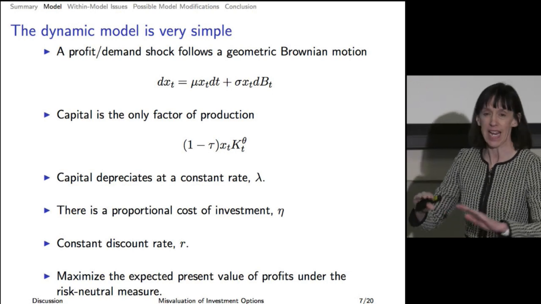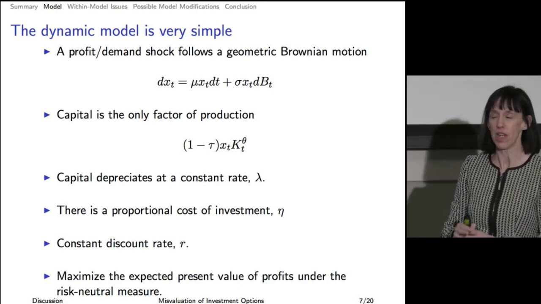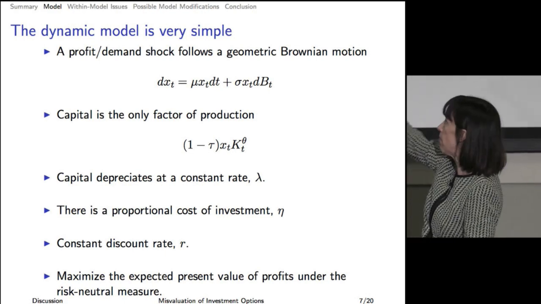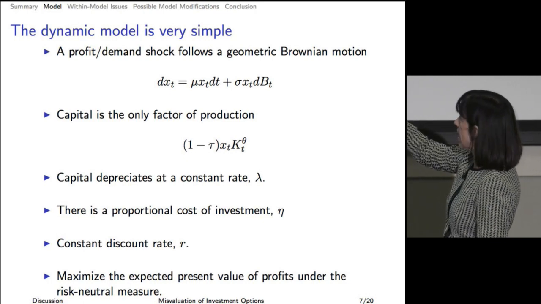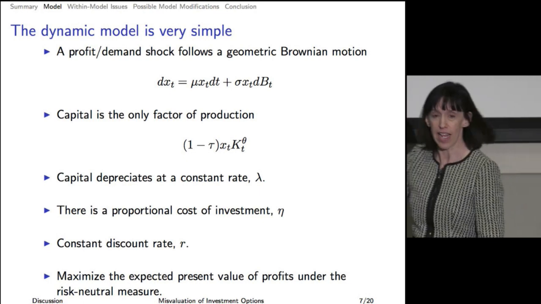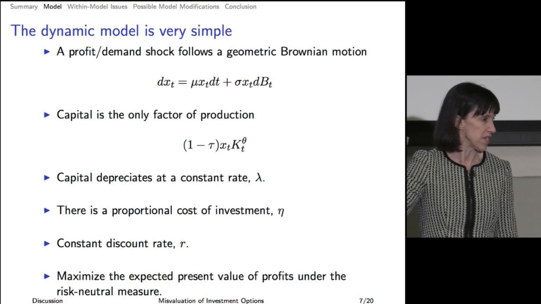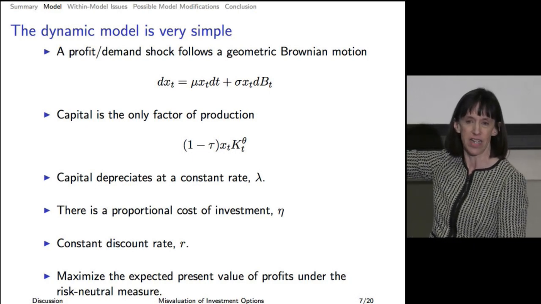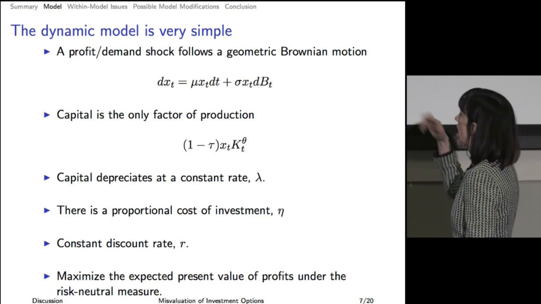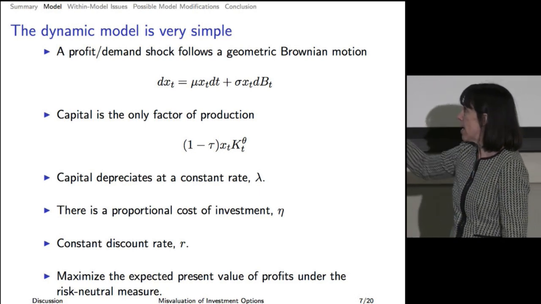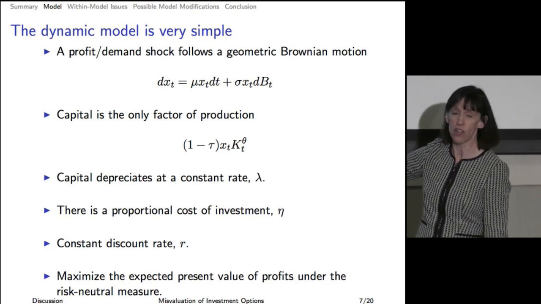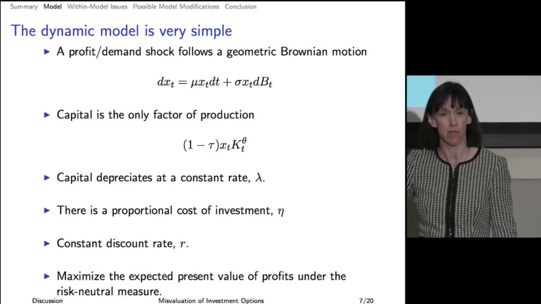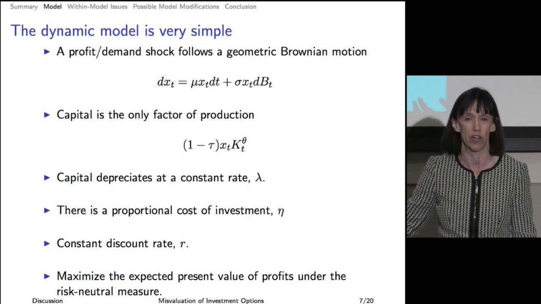This is a really, really simple model. It starts with a demand productivity shock that follows a geometric Brownian motion. Up there, line 1. Capital is the only factor of production, and capital produces output. That first term is after tax. Then there's that little demand shock, capital raised to the theta. Theta is less than 1. Pretty straightforward. Capital depreciates at a constant rate. There's a proportional cost of investment. There's a constant discount rate r, and the firm maximizes its expected present value under the risk-neutral measure.